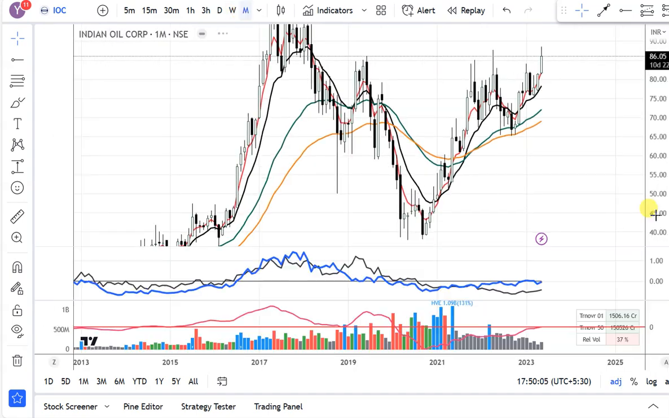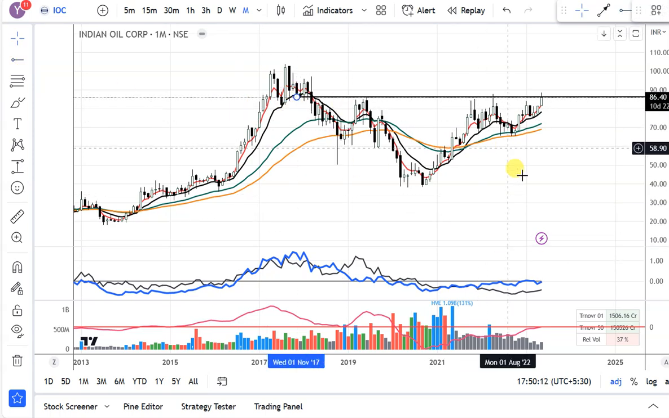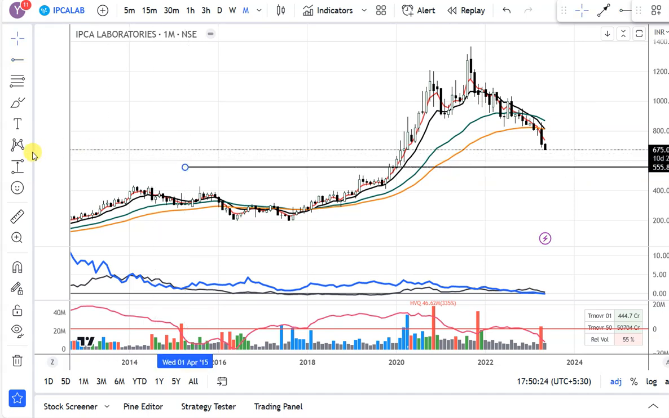IPCA Labs is falling one side down, so it can reach these areas. So it's purely on a selling basis. There is a very high possibility of it touching 600, 695, and 424.